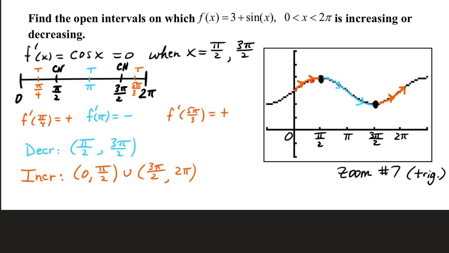So we have two intervals of increasing, one interval of decreasing. We're decreasing between the critical numbers, pi over 2 to 3 pi over 2. We're increasing from 0 to pi over 2, also 3 pi over 2 to 2 pi.